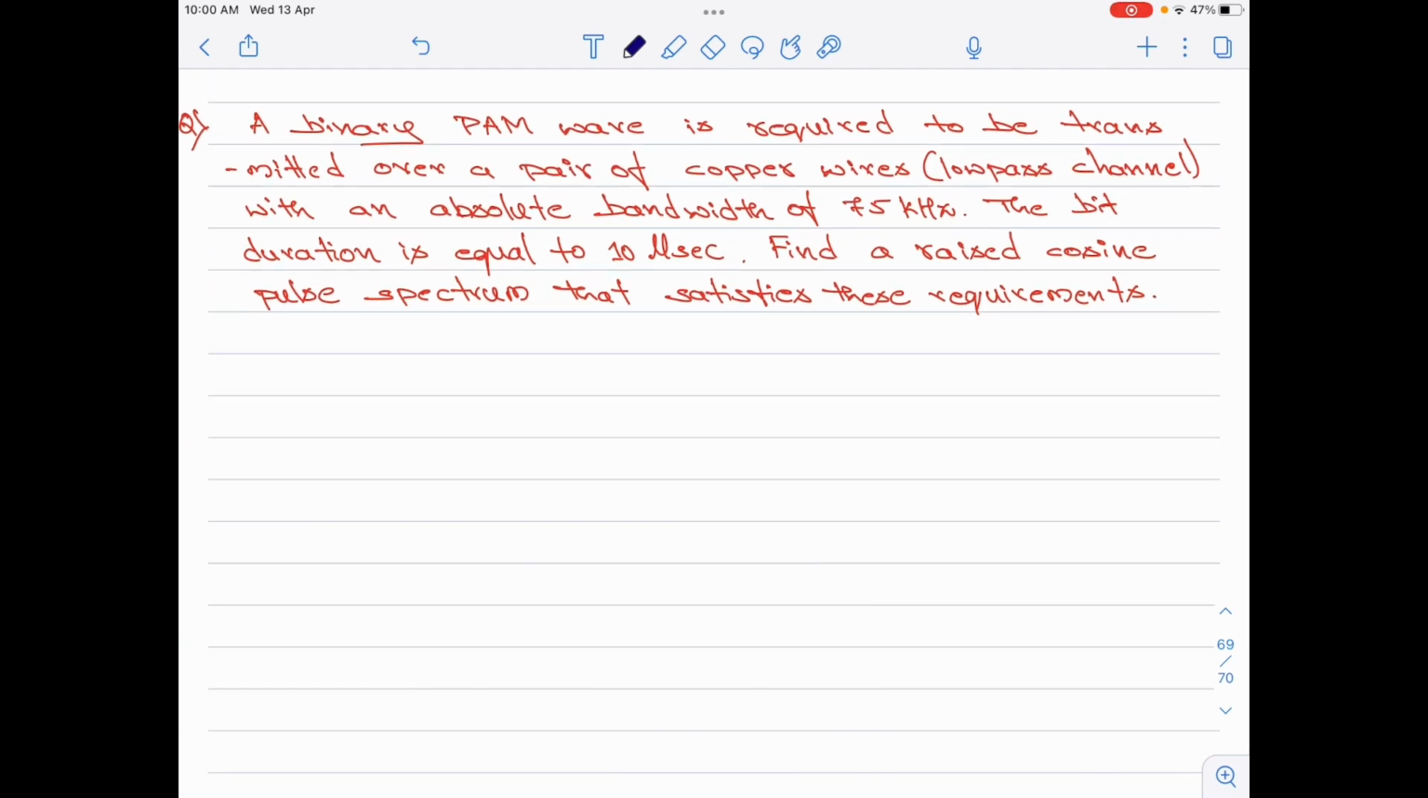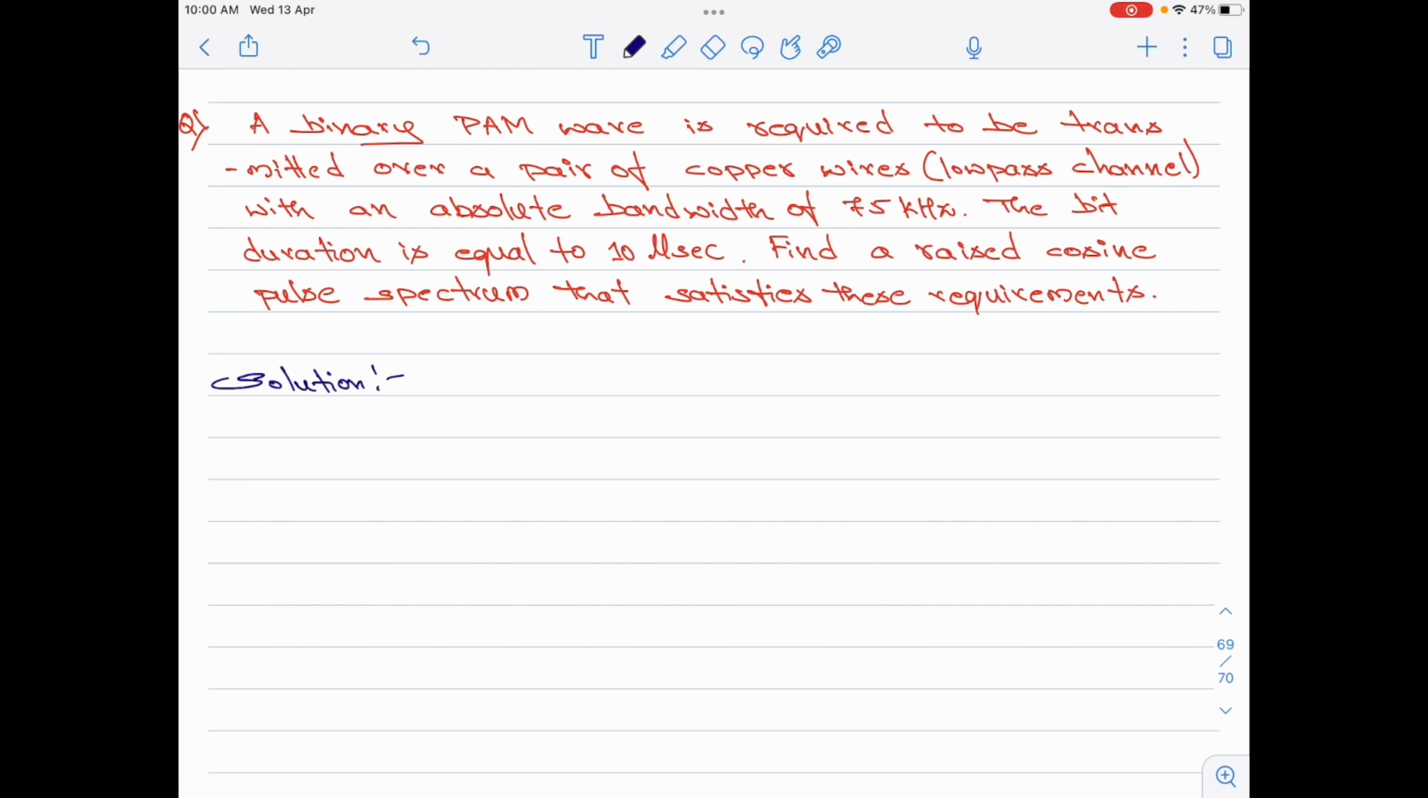A binary PAM wave is required to be transmitted over a pair of copper wires, which are actually low pass channels, with an absolute bandwidth of 75 kilohertz. The bit duration is equal to 10 microseconds. Find a raised cosine pulse spectrum that satisfies these requirements. Let us start with the solution part.